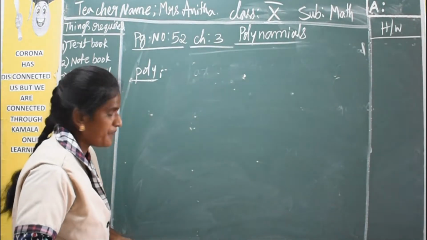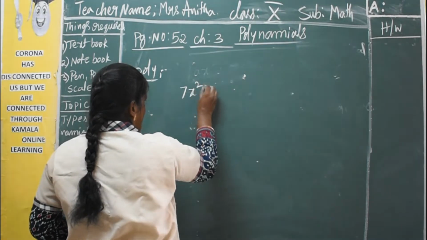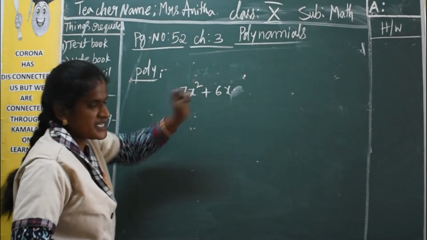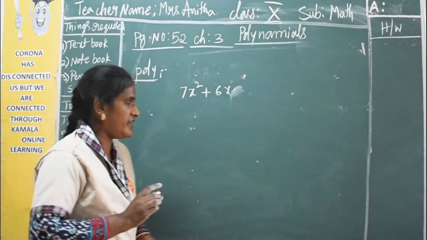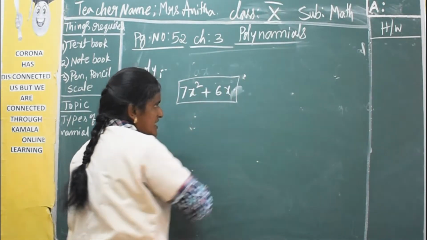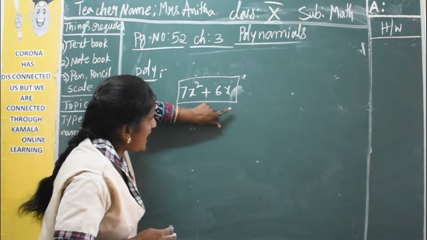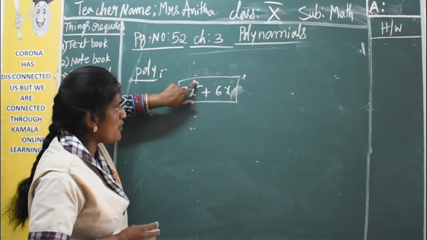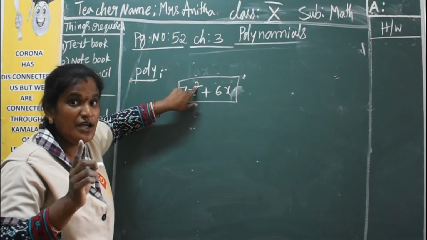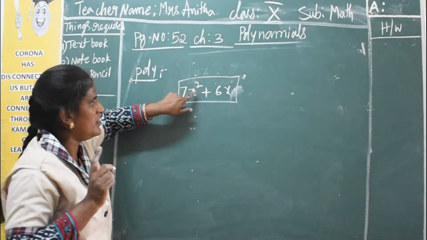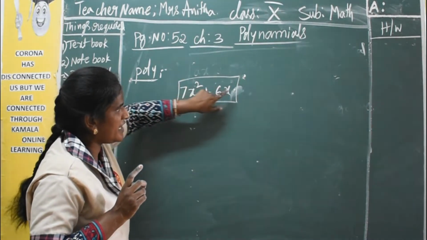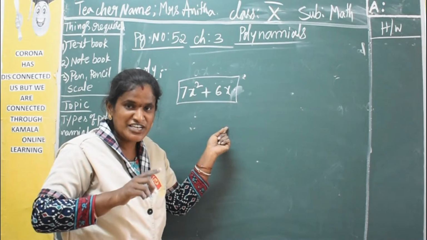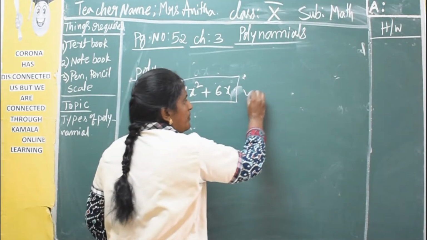Now look here. 7x square plus 6x. Is it a polynomial or not? Yes, definitely it is a polynomial, because it is an algebraic expression and the variable has powers. You have to observe only the powers of the variable. So what are the powers of the variable? Here 2 is there, here 1 is there. Is any negative there? No. Is any radical there? No. Is any fraction there? No. That's the reason it is a polynomial.